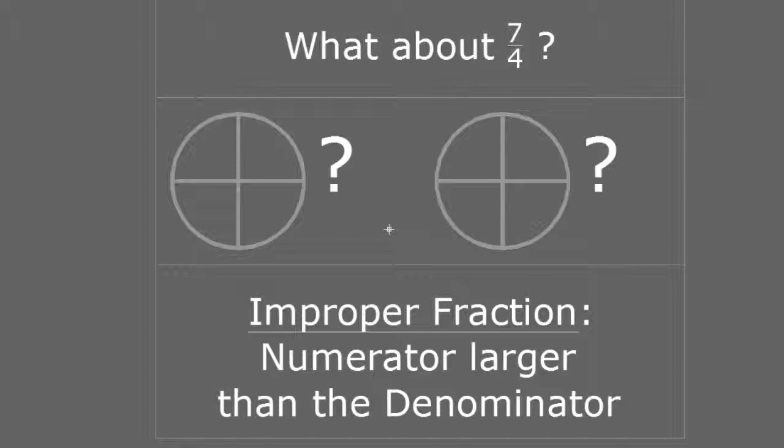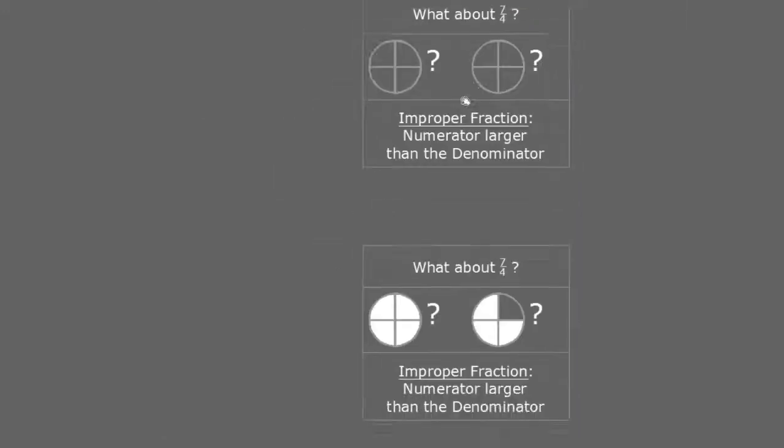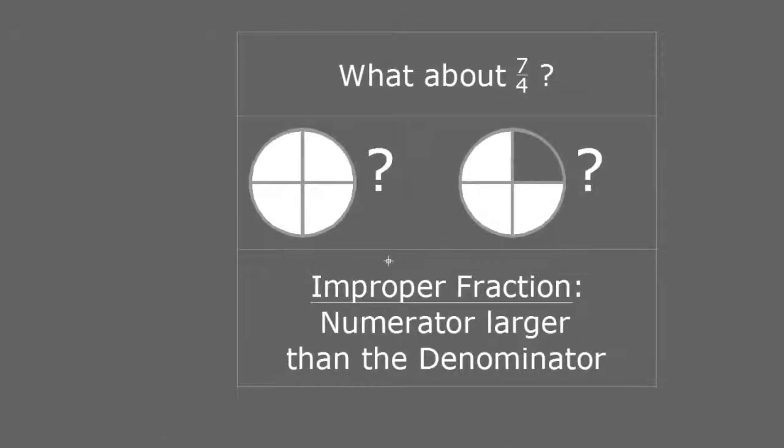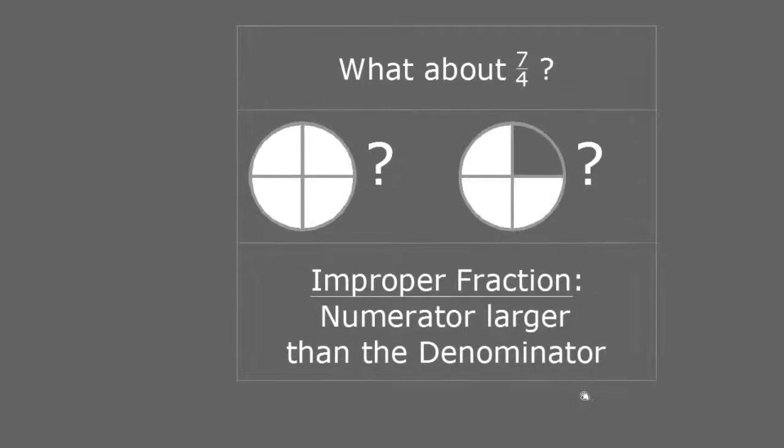Let's see an example. When the numerator is larger than the denominator, that is called an improper fraction. So this is an improper fraction, 7 over 4. So what 7 over 4 equals is 1 complete pizza, 4 out of 4, and the 3 remaining slices have to come from another pizza. So I have 1 complete pizza and 3/4 of a second pizza.